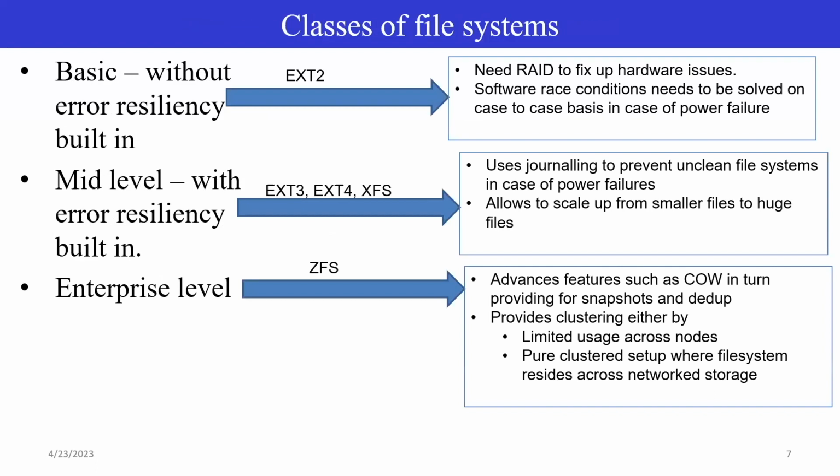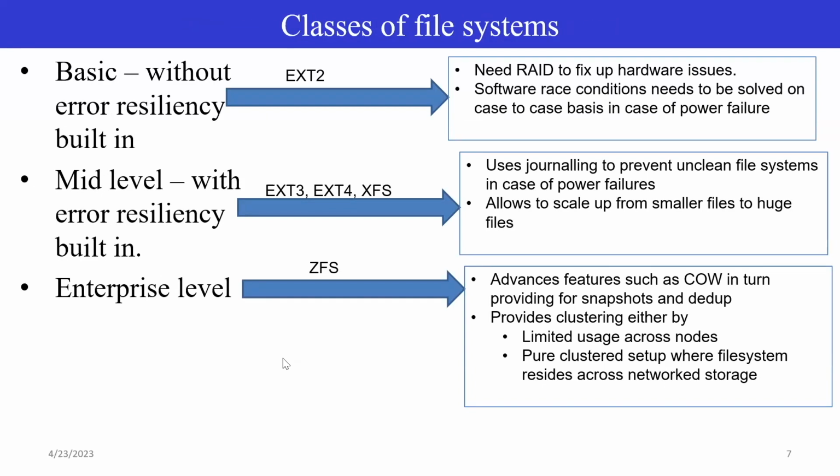There are three kinds of file systems that, as of now, we can classify. One is a very basic one, EXT2. That is what a file system does in terms of the metadata and other stuff. But there is really no inherent intelligence in it to prevent or recover from problems, and even things like software race conditions need to be solved on a case-to-case basis.